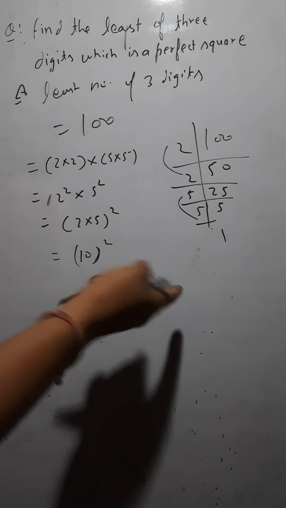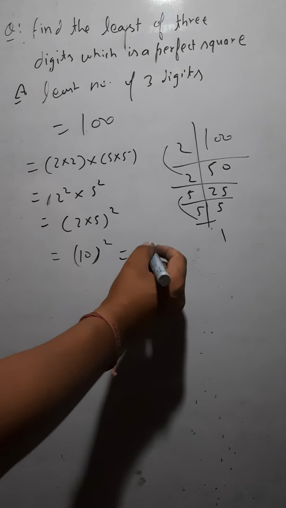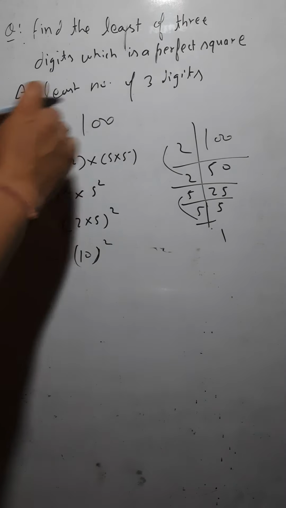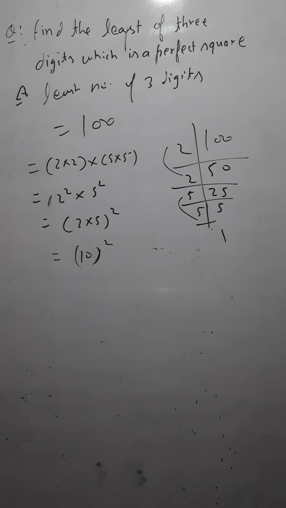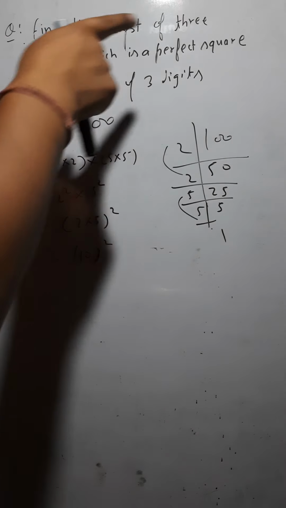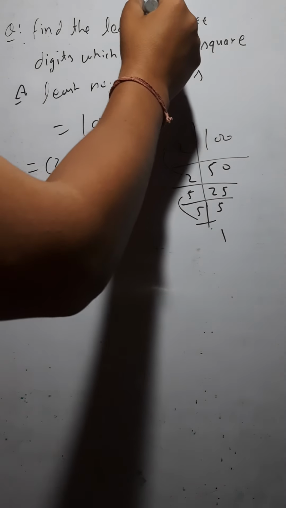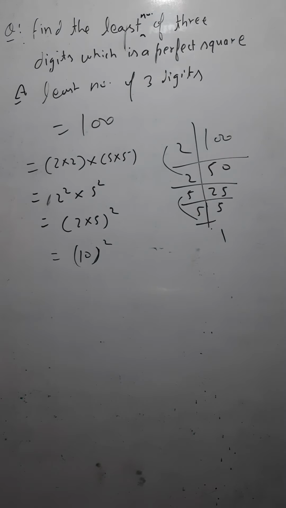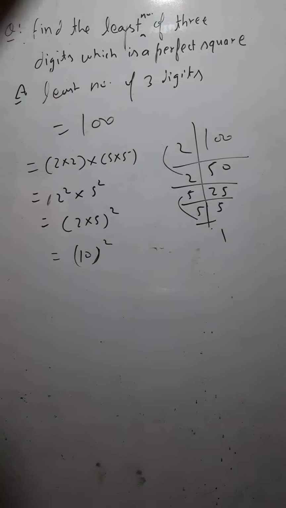It means the square of 10 is 100. Square of 10 means 10 multiplied by 10. Square of 10 means you would be multiplying 10 how many times? 2 times, 10 multiplied by 10. So you would be getting how much? 100. So 100 is a perfect square. The question is, find the least number of 3 digits which is a perfect square. The least 3-digit number is 100, and 100 is also a perfect square. So your required answer is 100.